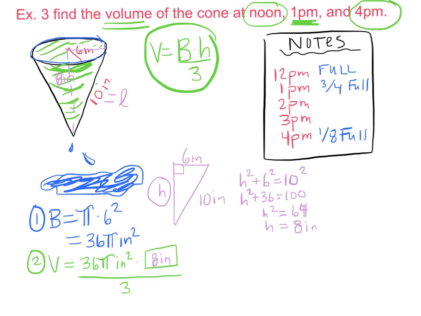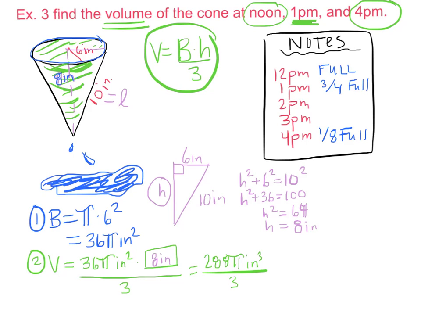Now I have my true height, and I can label that in my diagram as 8 inches. That's kind of hard to see. Let me make it blue. 8 inches. All right, now I'm ready to do my math. So I have 36 and 8. Those values I can multiply together. Let me get back to my green pen. And I get 288 pi inches cubed divided by 3.